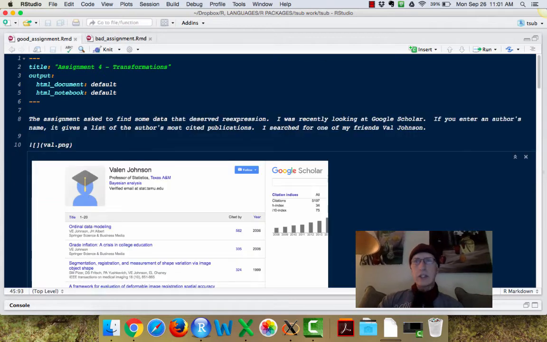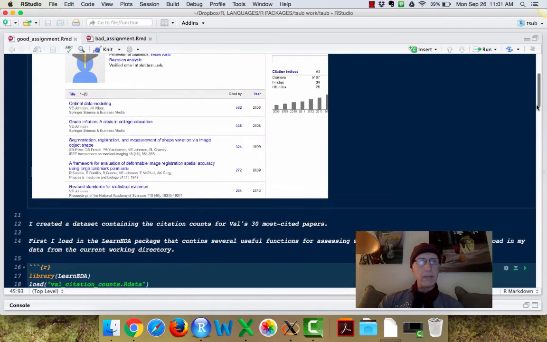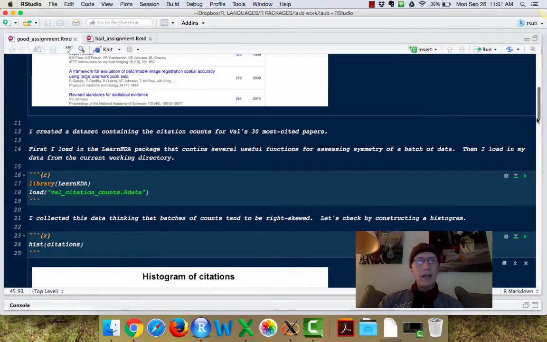So here I start to tell a story. I'm looking for some data, and I looked for one of my friends, Val Johnson, his publication list, and so I created a data set consisting of the citation counts. So I'm making this data set a little more interesting. And then I explained that in order to do this assignment, I need to load in the LearnEDA package and load in the data.